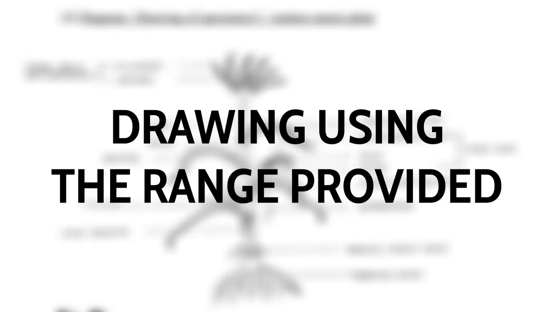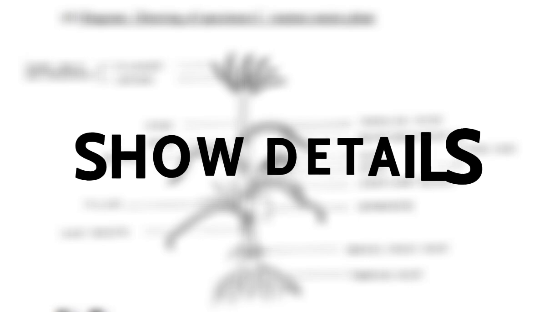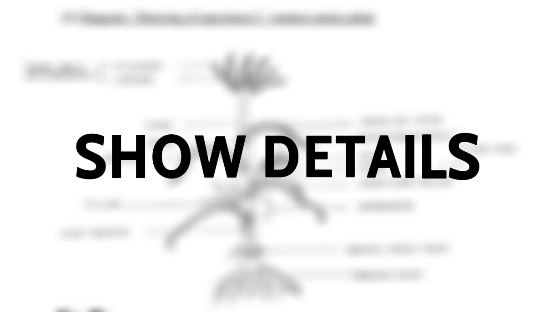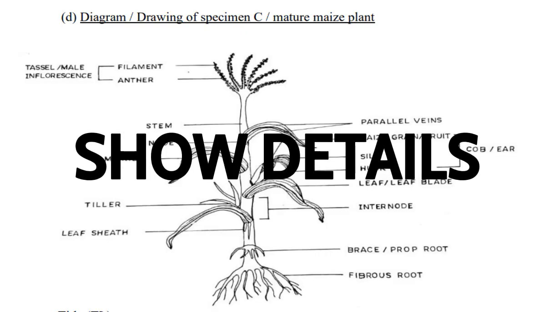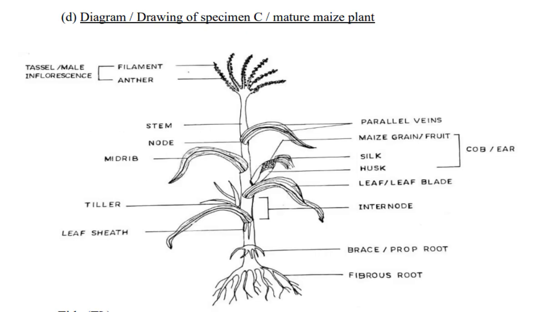Because the examiners check the range before they mark, please don't forget to draw in your range. Also, show details. You have to show your details when you are drawing. You see the structure of the maize over there. The maize has what? A prop root. So you have to show that the maize has a prop root.